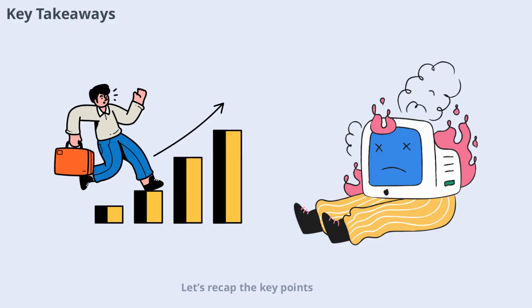Let's recap the key points. Resource allocation is essential for successful project scheduling. Assess availability, prioritize tasks, and match resources carefully. Use tools and techniques like Gantt charts, CPM, and resource leveling. Stay flexible, communicate openly, and continuously improve your processes. With these strategies, you'll be well equipped to manage resources effectively in any project.